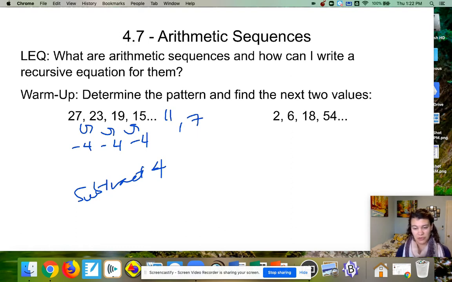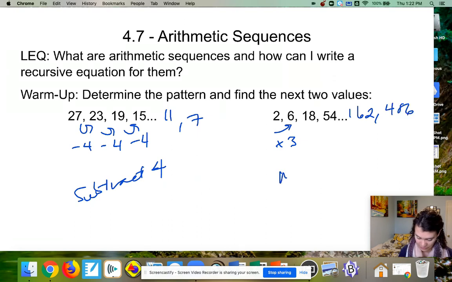So looking at the next one, we go from 2 to 6 to 18 to 54. So we're trying to figure out what's happening here. Well, we're multiplying by 3. So the next two terms are going to be 162 and then 486. And we're multiplying by 3 for this pattern.